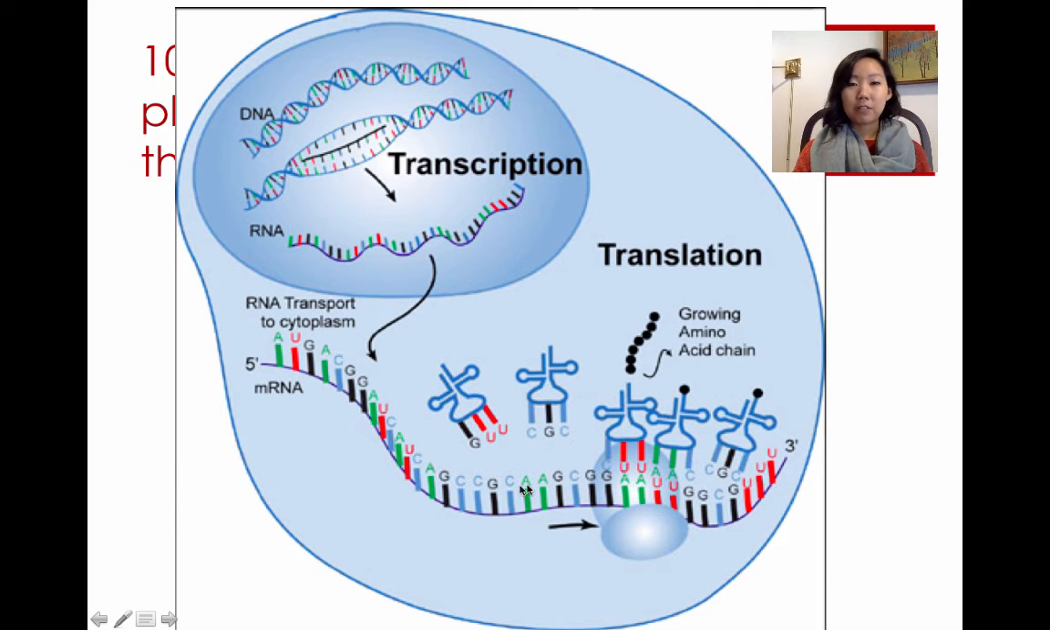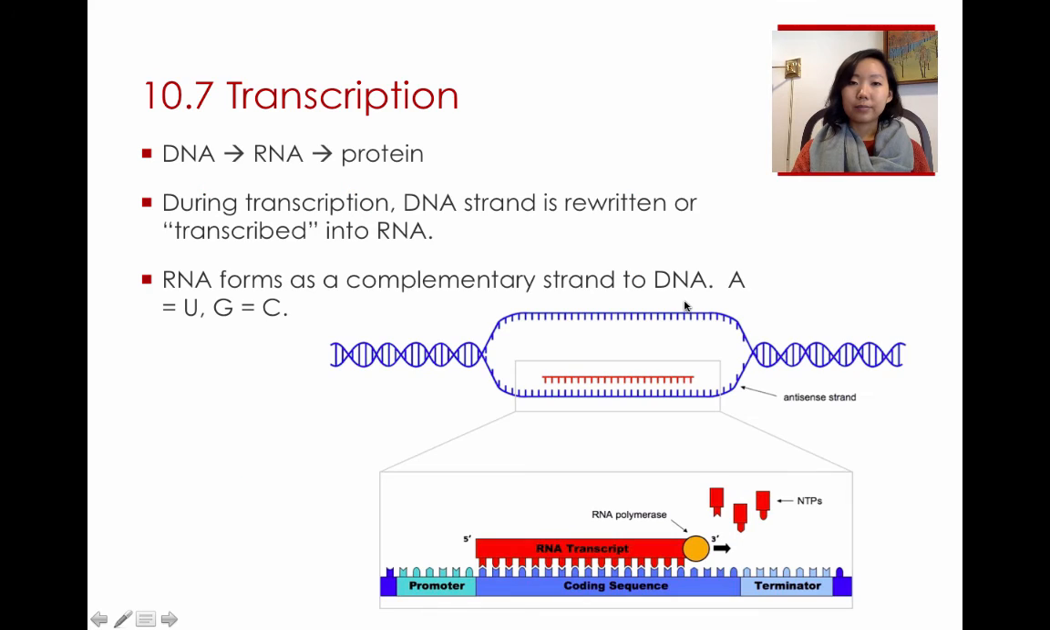Here's just a physical diagram of it. You can see that transcription happens inside of the nucleus, where the DNA is read to create these little messenger RNAs, and the RNAs go outside of the nucleus, where they're read at the ribosome, and they can be turned into proteins.